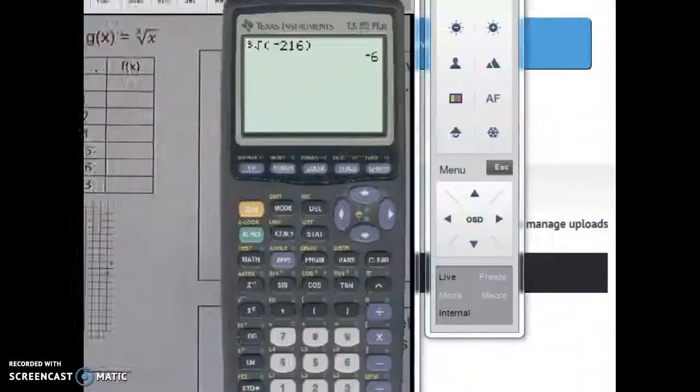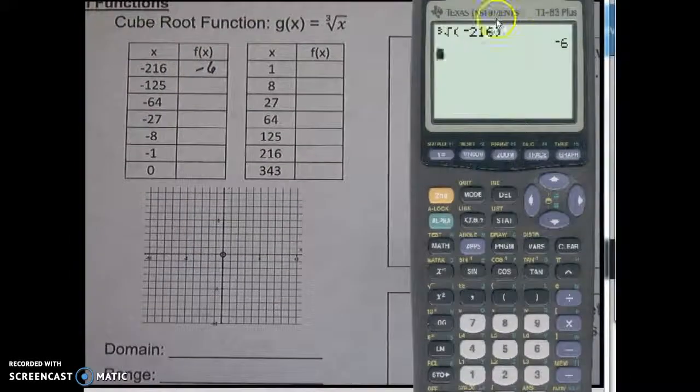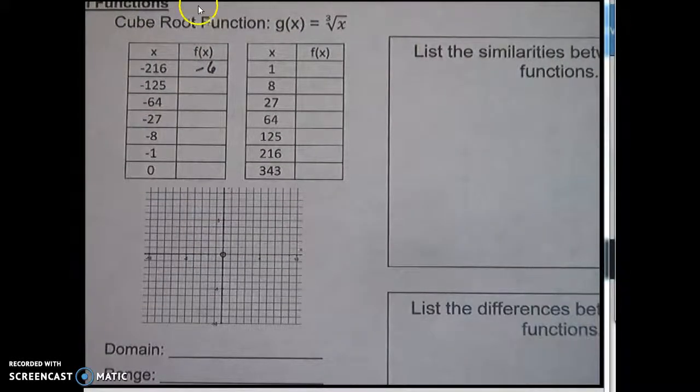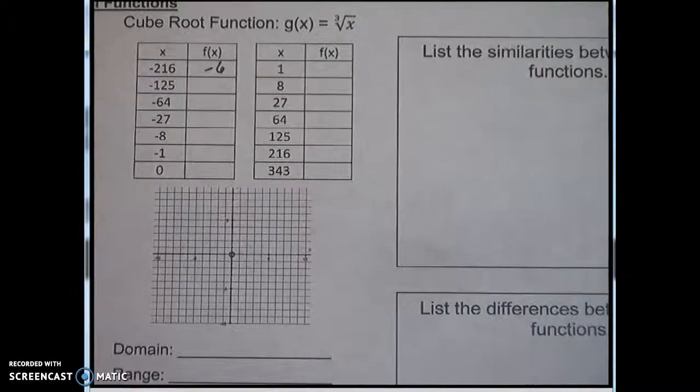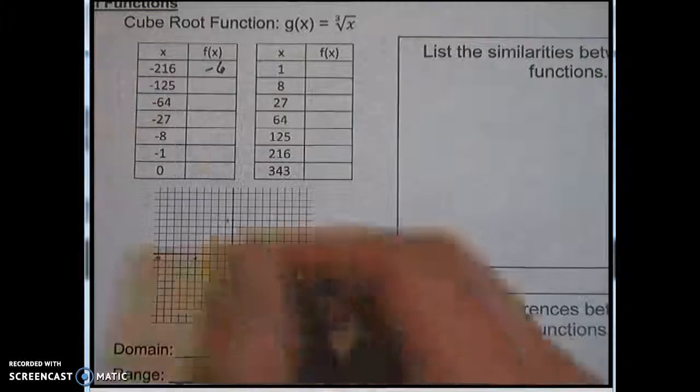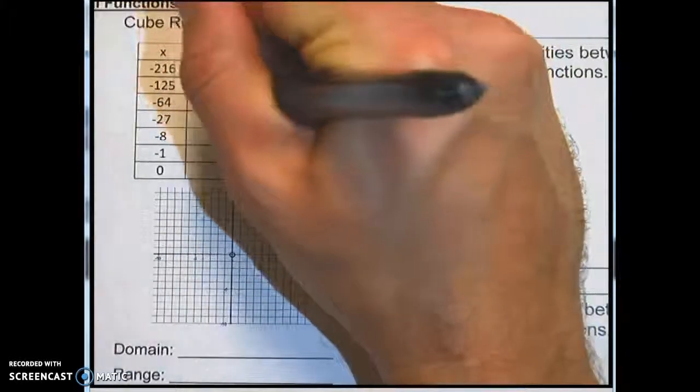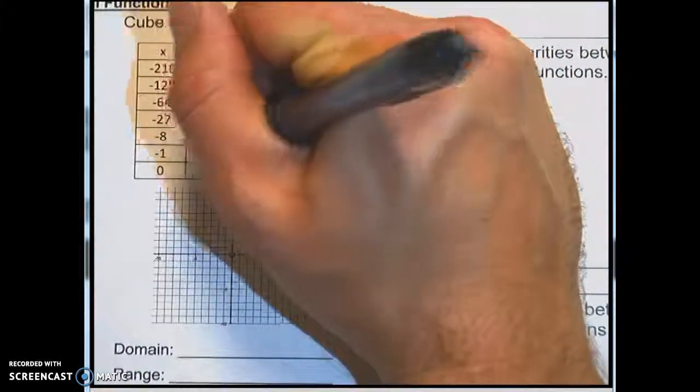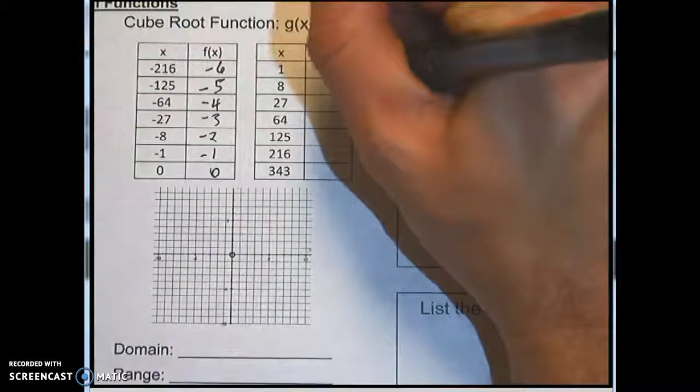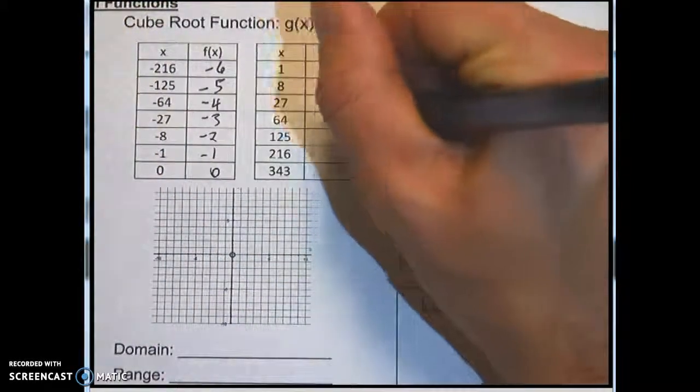The cube root of negative, sorry, I just messed up my window here. The cube root of negative 125 is negative 5, negative 4, negative 3, negative 2, negative 1, 0, 1, 2, 3, 4, 5.